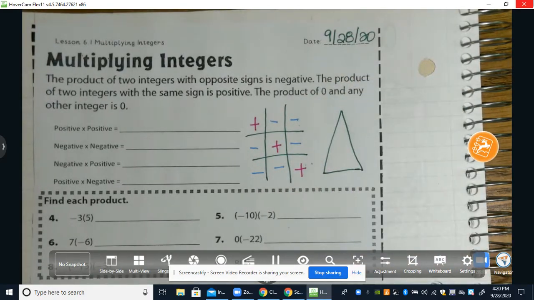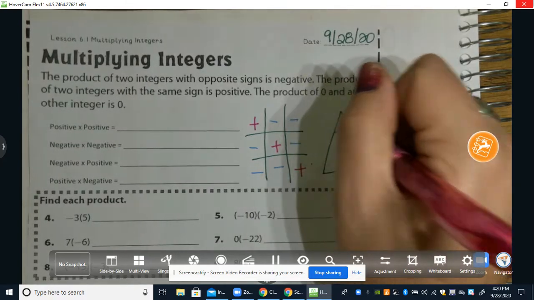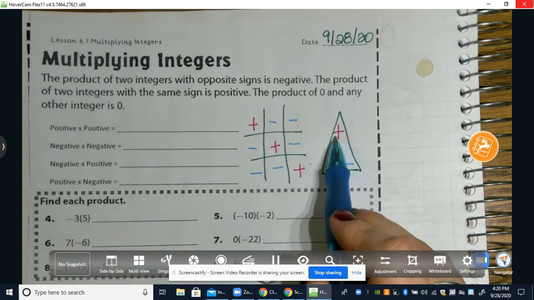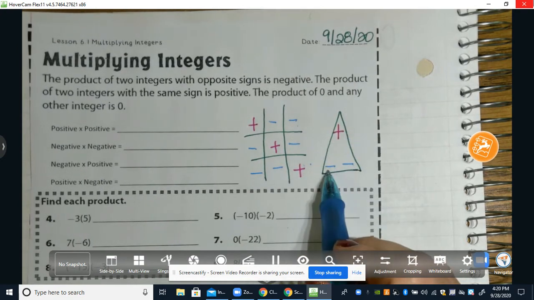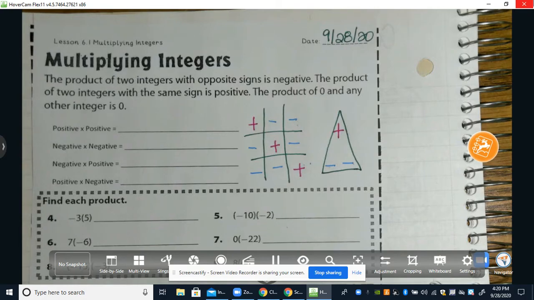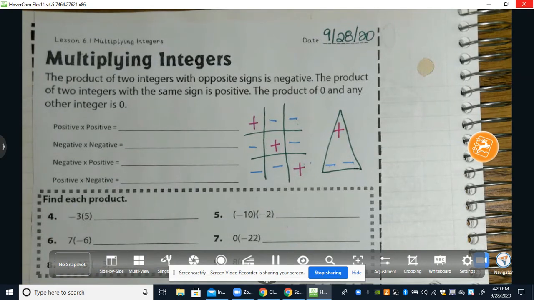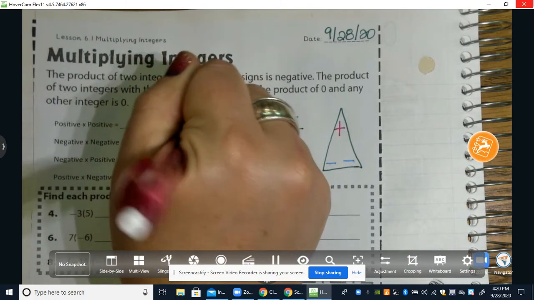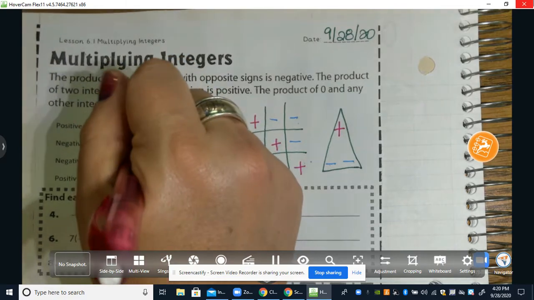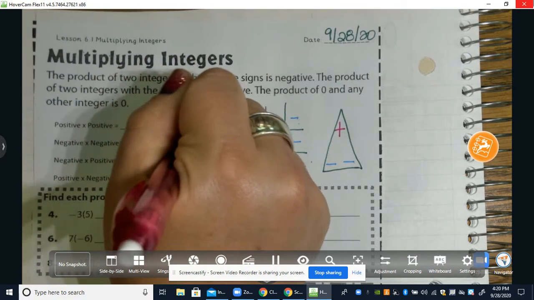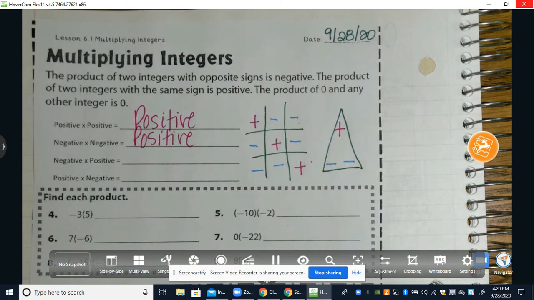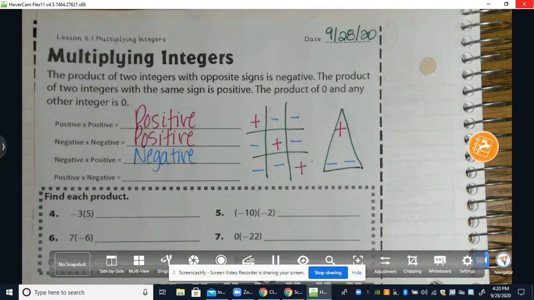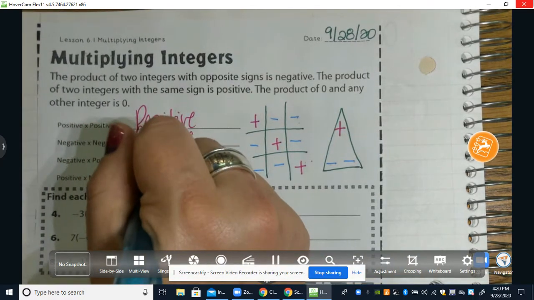If you draw a triangle, I can put a positive at the top and 2 negatives at the bottom. Two negatives give me a positive, and a positive times a negative gives me a negative. So here's my little spiel. Positive times a positive equals a positive answer. A negative times a negative gives me a positive answer. A negative times a positive gives me a negative answer. And a positive times a negative gives me a negative answer.